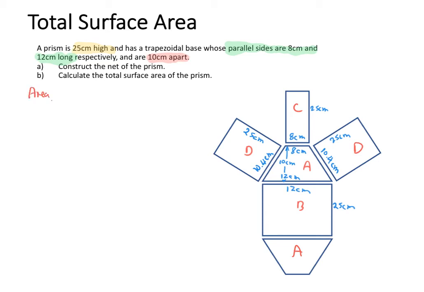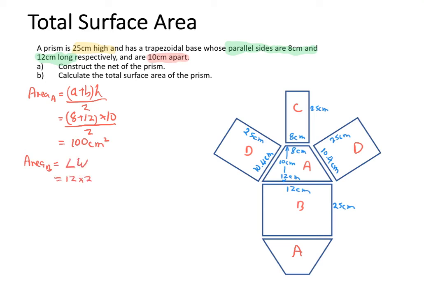The area of A, which is a trapezium, is A plus B times height divided by 2. Substituting in my measurements, my A and B values are going to be 8 and 12. So 8 plus 12 times my height of 10 divided by 2. That is going to equal 100 centimeters squared. Moving on to B, the area of B, being a rectangle, is going to be length times width. So 12 times 25. So the area of B is going to equal 300 centimeters squared.